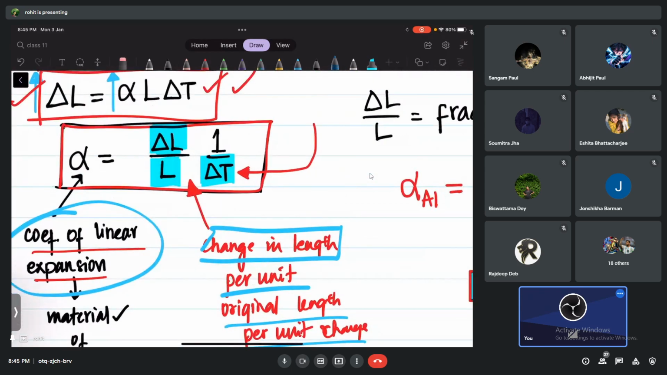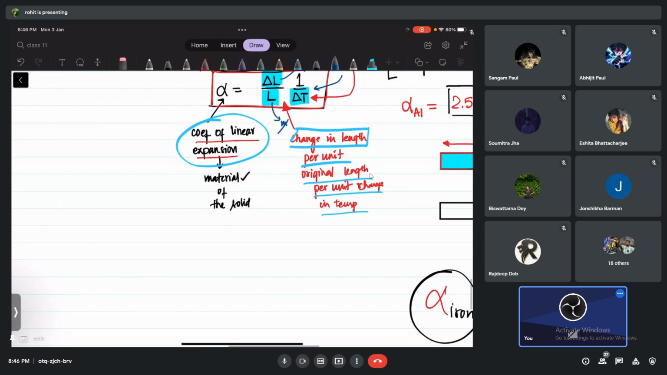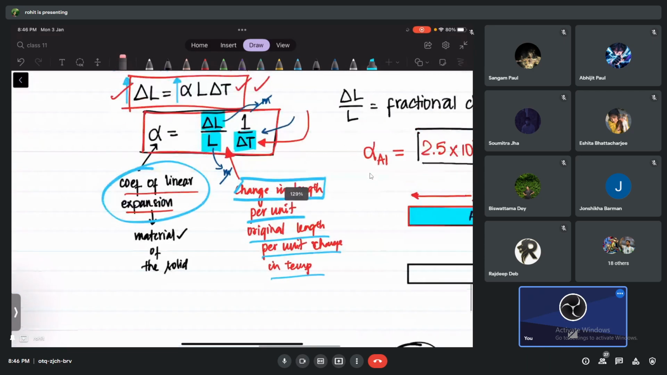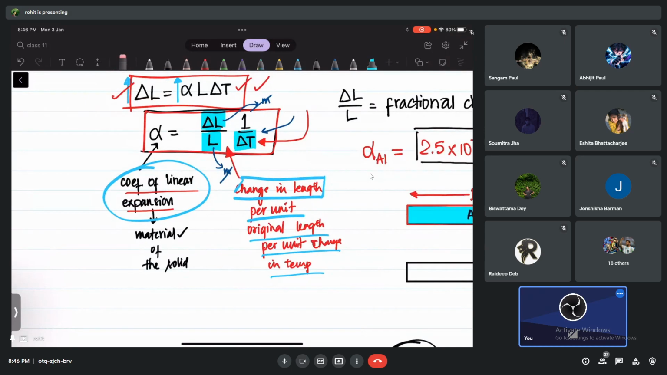Because change in length is measured in meters, length is measured in meters, meters cancel, so 1 by temperature units, right? That is 1 by Kelvin. So you can write the dimension of alpha also, right? Dimension of alpha will be how much? Temperature we don't have dimensions, so right now I'm not going to write it down, no problem with this. But at least you know what that unit is. It will be per degree Celsius or per degree Kelvin.